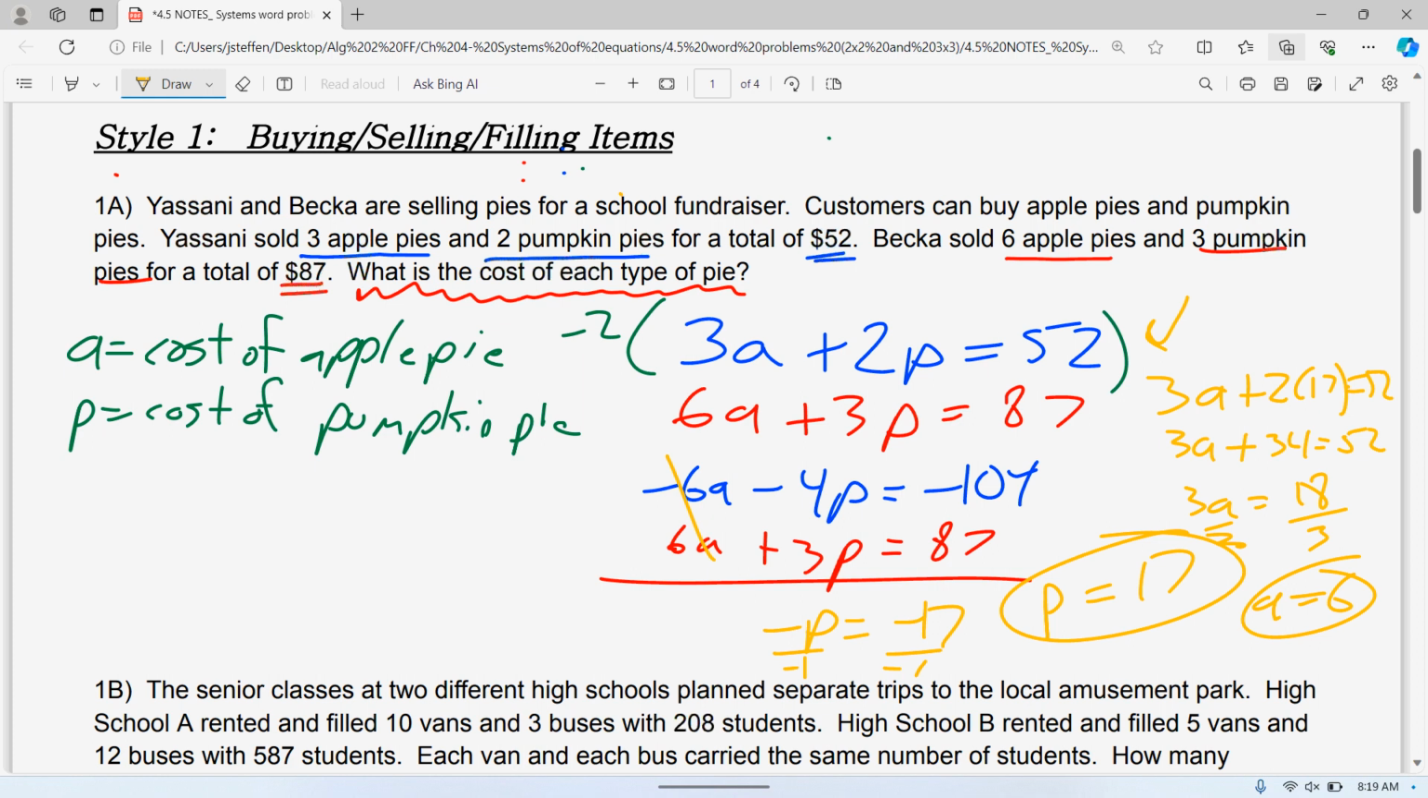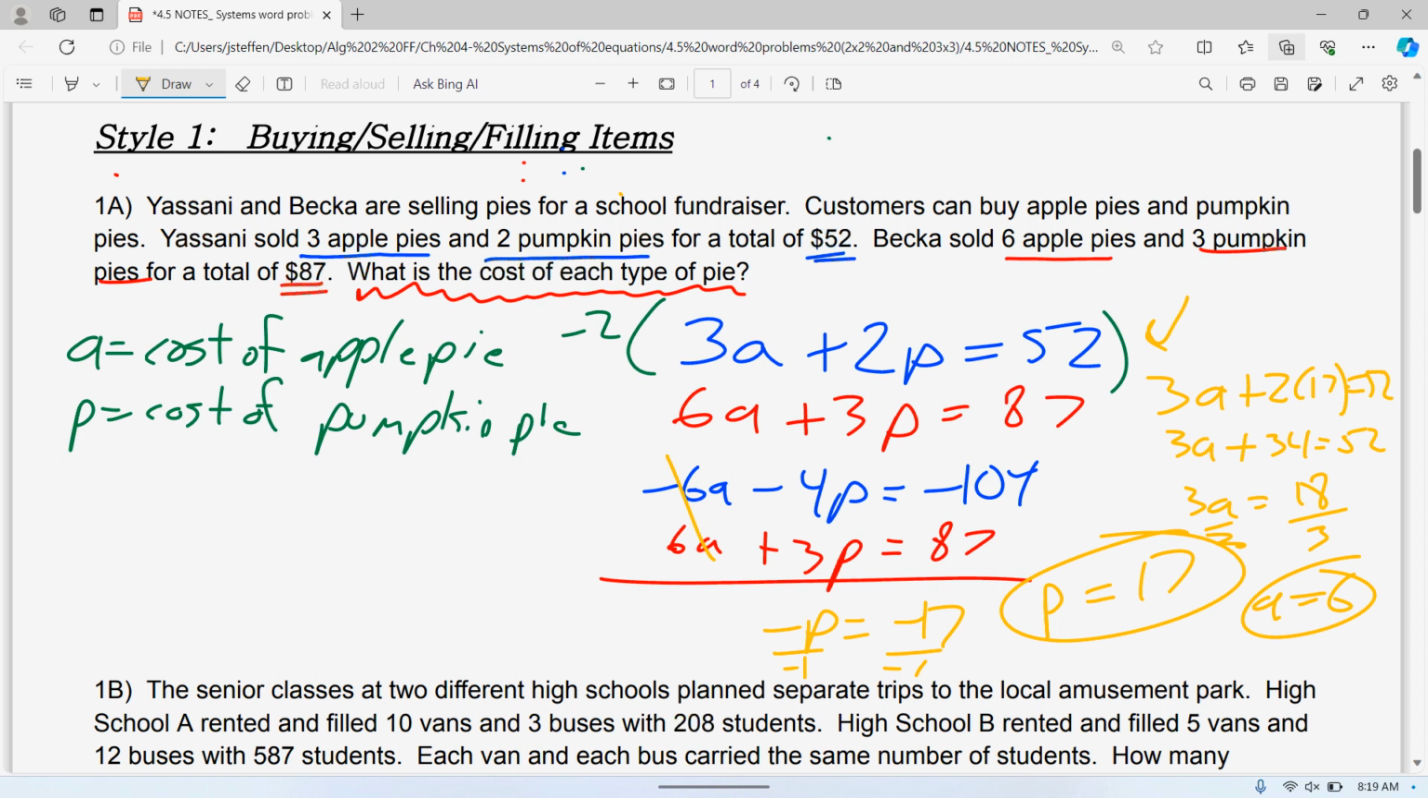I want you to put that in a brief description or a sentence, because a lot of students, even when I want a description, will say, so she sold 17 pumpkin pies and 6 apple pies. That's not what we're asking. We know how many pumpkin pies and apple pies they sold. We're asking how much each one would cost. So when you're writing your sentence, literally just go back. What is the cost of each type of pie?